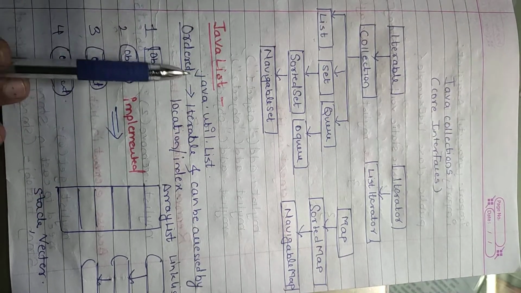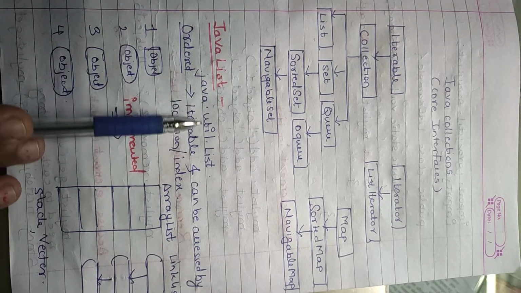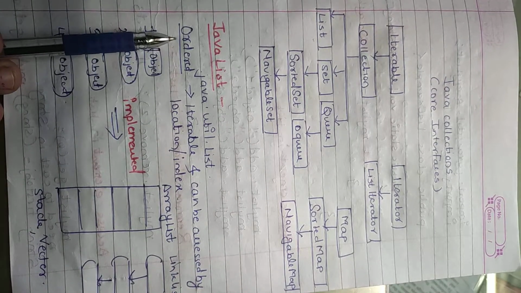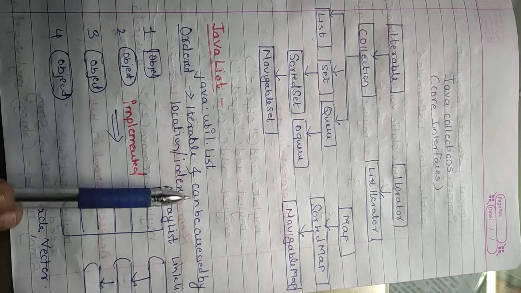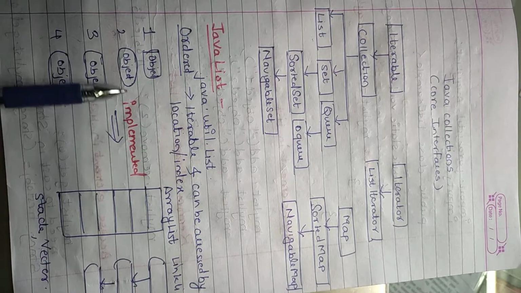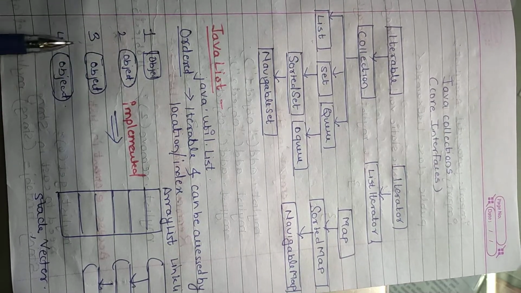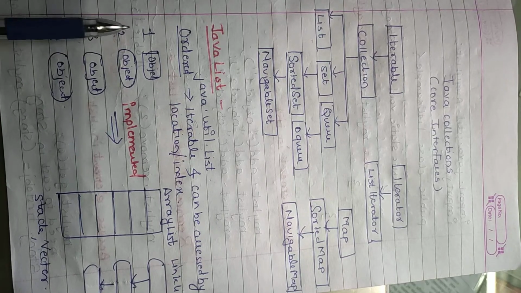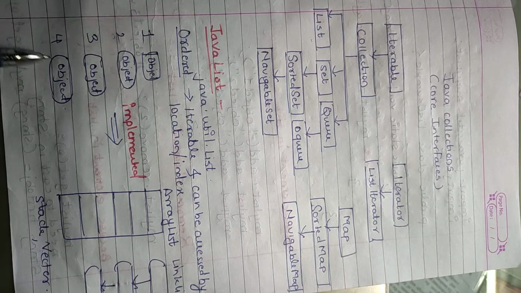So again, the Java list, as already discussed, is java.util.List. In this util package you will find the List interface. It is ordered. What do you mean by ordered? It's iterable and can be accessed by its location. So look at the diagram. If you have four objects placed in the list, they form an ordered list: 1, 2, 3, 4. This is called an ordered list.